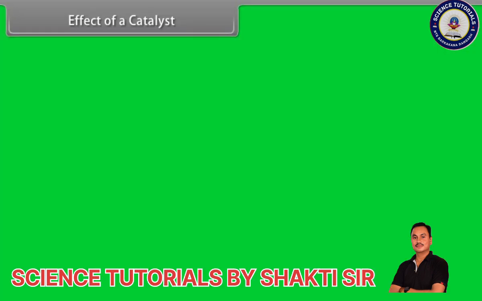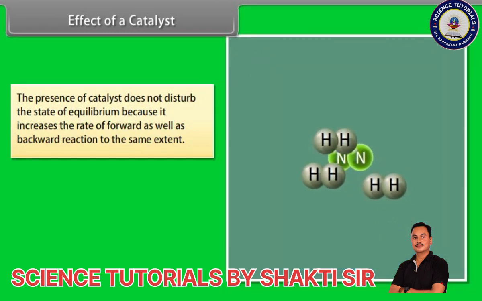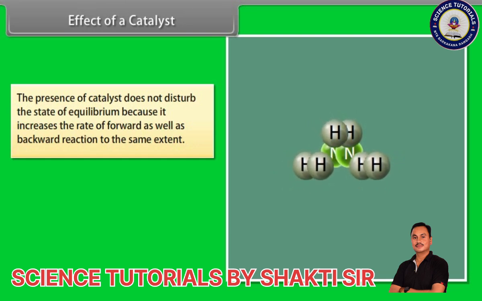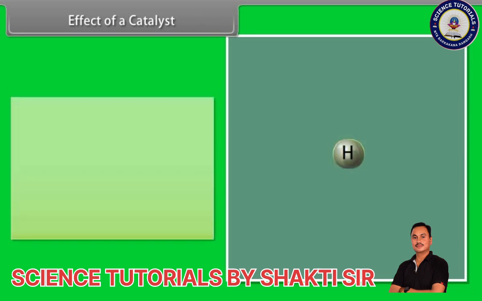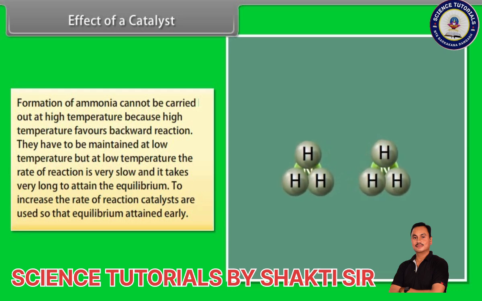Effect of a catalyst. The presence of a catalyst does not disturb the state of equilibrium because it increases the rate of forward as well as backward reaction to the same extent. The reaction of formation of ammonia cannot be carried out at high temperature because high temperature favors backward reaction.